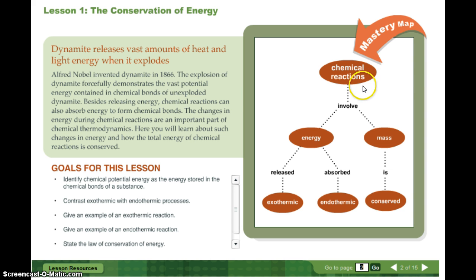So chemical reactions involve energy. When it's released, it's called exothermic. When energy is absorbed, it's called endothermic. Chemical reactions also involve mass, which is conserved.